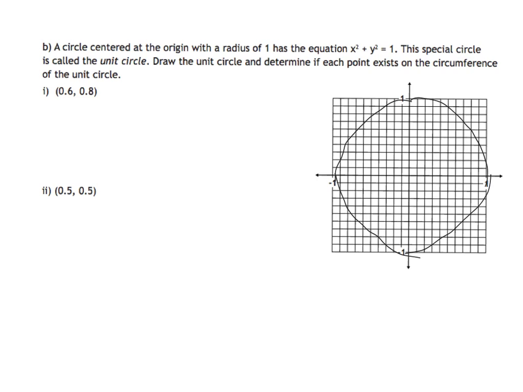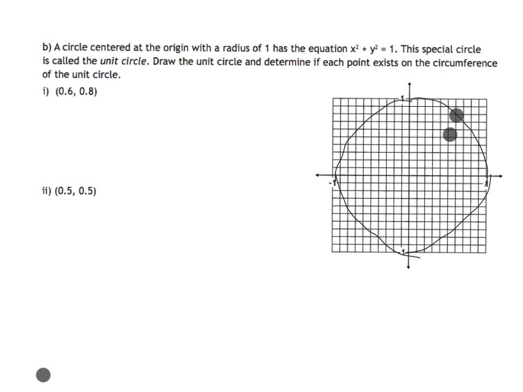So you could estimate where 0.6 and 0.8 would be: 2, 3, 4, 5, 6. It's like right around there. Does it look like it's on the circumference of the circle? Yeah, but like I said, it's not drawn very well, so we're going to have to figure out another way to determine whether it actually is. The other one was 0.5 and 0.5, which is around there, which does not look like it's on the circumference, but let's see.